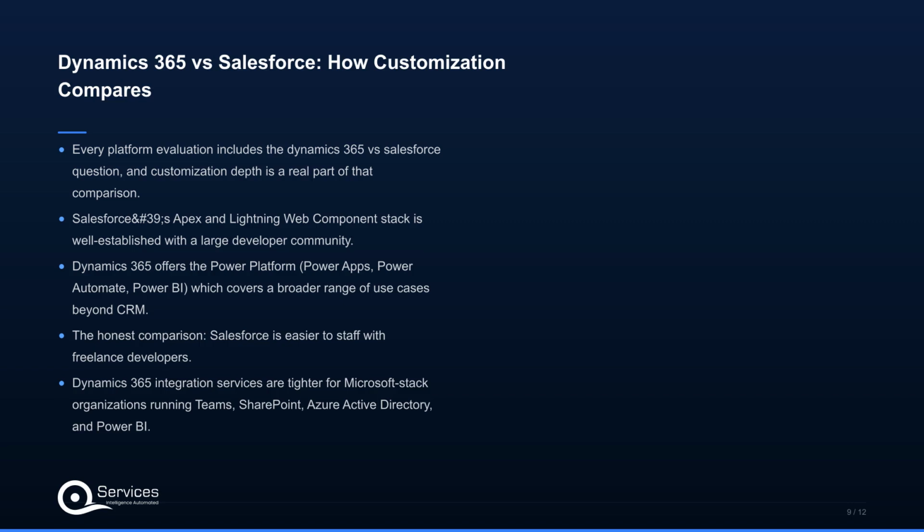The honest comparison: Salesforce is easier to staff with freelance developers. Dynamics 365 integration services are tighter for Microsoft Stack organizations running Teams, SharePoint, Azure Active Directory, and Power BI. If your company runs on Microsoft 365 and Azure, the D365 integration story is genuinely better and the total stack cost is typically lower. Our full breakdown at Dynamics 365 versus Salesforce, an honest comparison for 2026, covers pricing, ecosystem depth, and migration paths side by side.